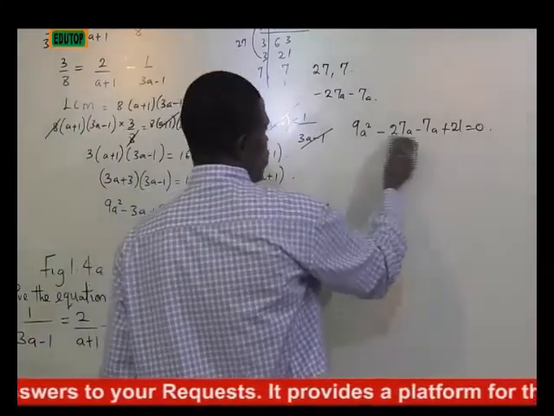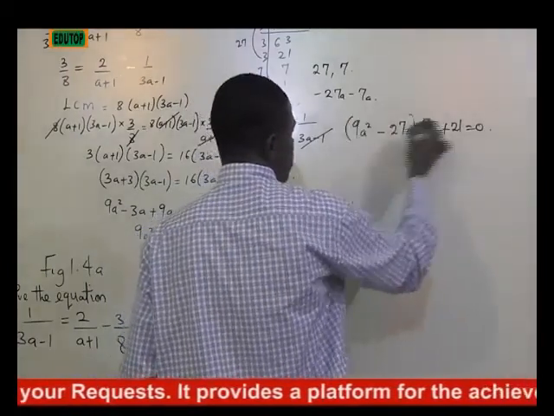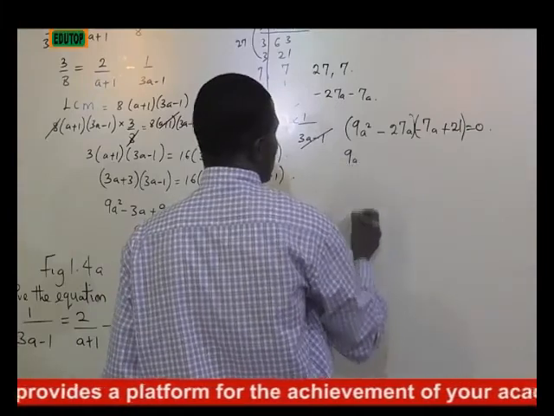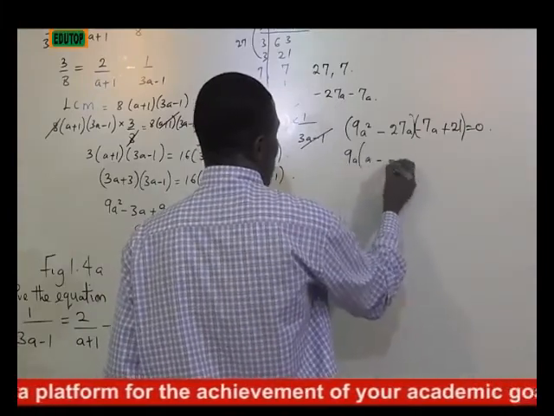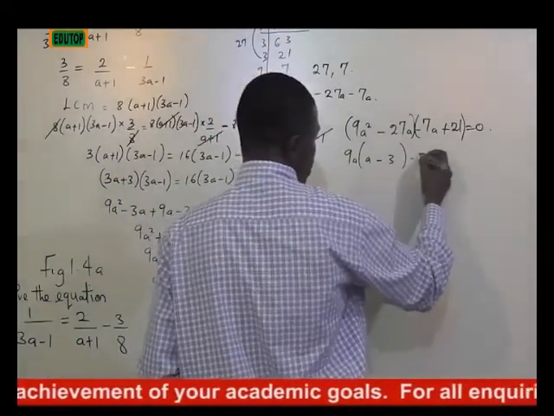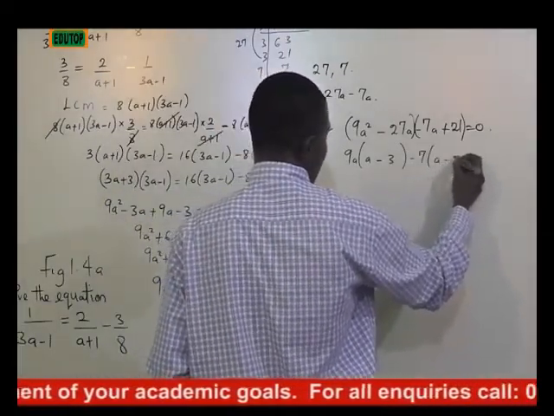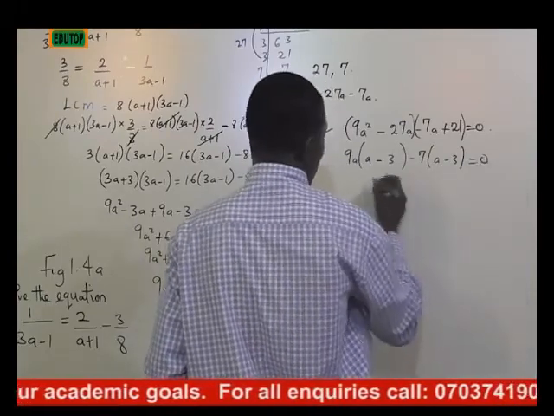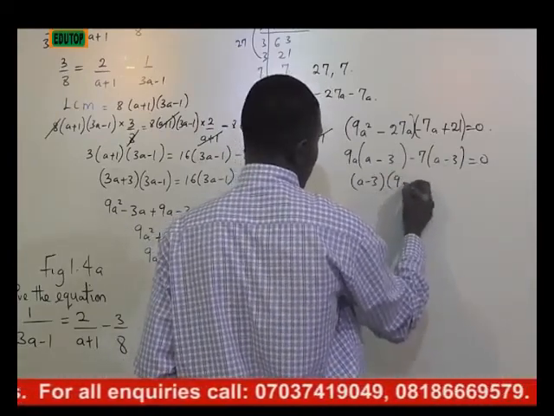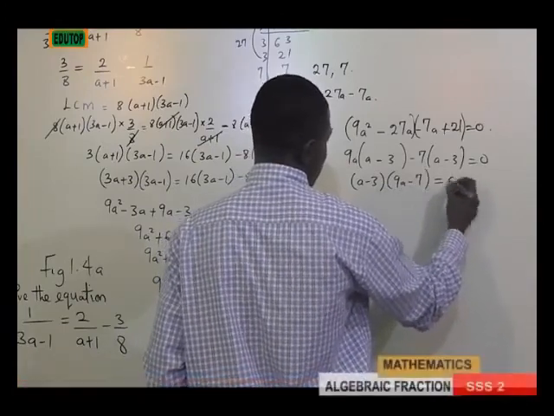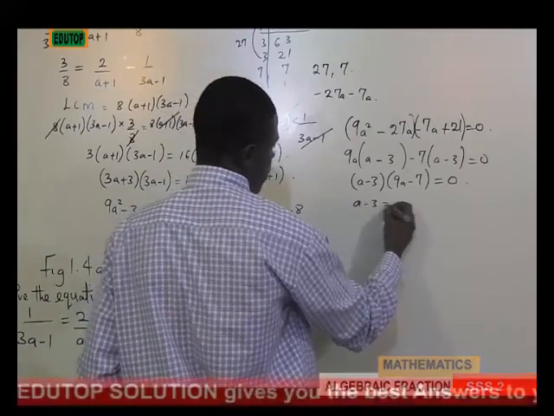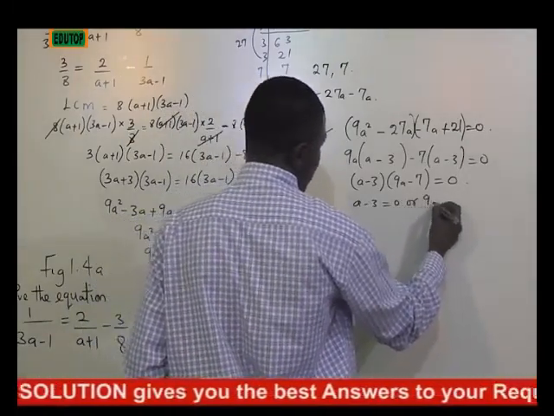Then, what is common to this? I can dissect this way. What is common to this? 9 and a. Then I'll have a minus 3. On this side, what is common? Minus 7 is common, a minus 3. So I'll have what is common here, a minus 3, I factorize it out, then I'll have 9a minus 7 equal to 0. And when you arrive at this point, you can say a minus 3 is equal to 0 or 9a minus 7 is equal to 0.